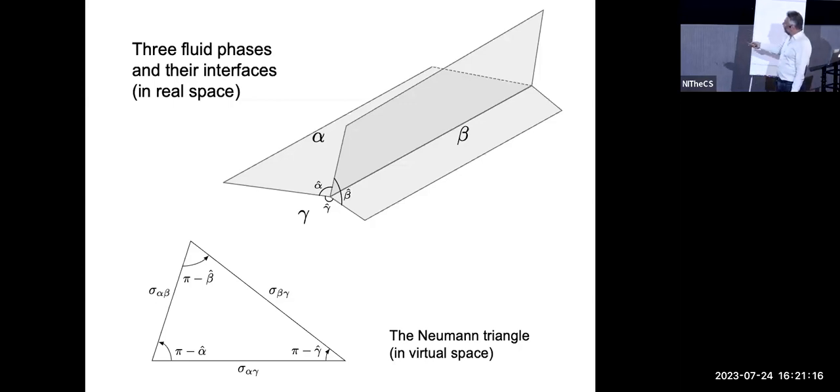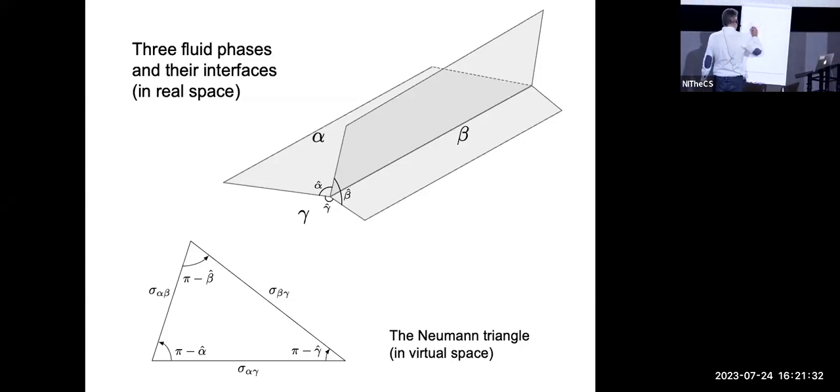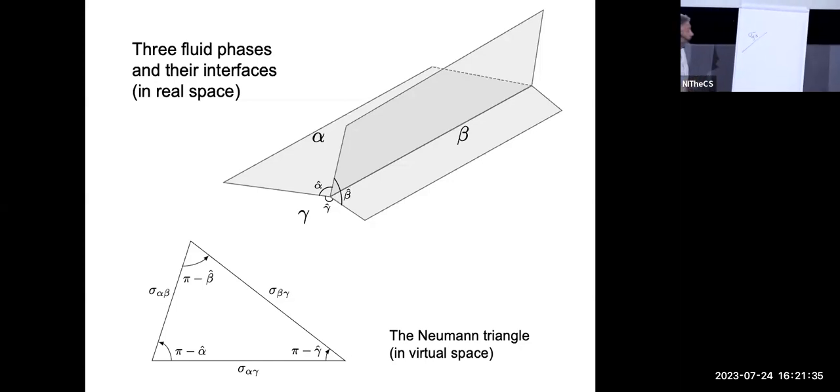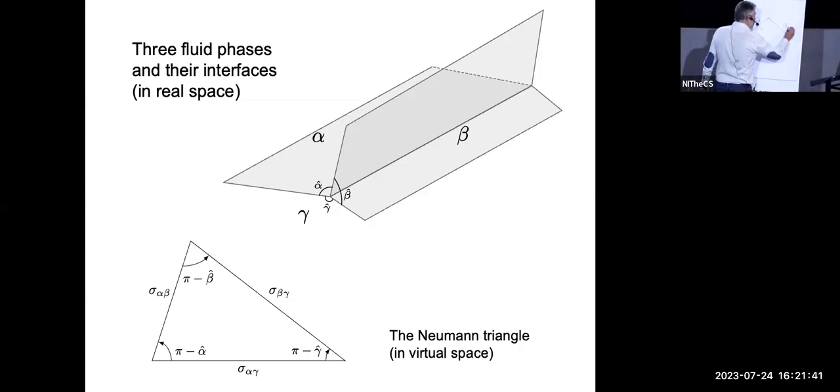So the Neumann triangle is represented here, and I'm going to draw it on the whiteboard. One side of it is going to be proportional in length to the interfacial tension, sigma alpha beta. Another side is proportional in length to sigma beta gamma, the interfacial tension of the beta gamma interface. And the third side is proportional to sigma alpha gamma. This construction follows from the force equilibrium on this contact line, follows from Newton's law.